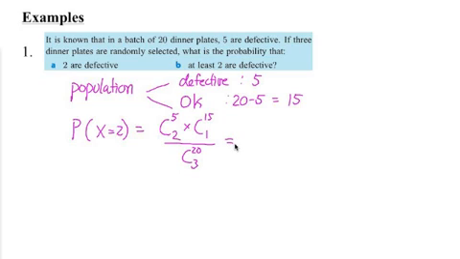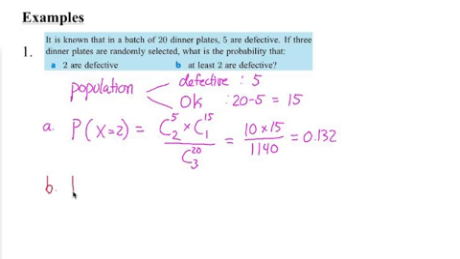Using my calculator, I can calculate these combinations, and they turn out to be 10 times 15 over 1,140. So my probability of selecting 2 defective plates out of 3 is 0.132. That was part A. Let's take a look at part B.